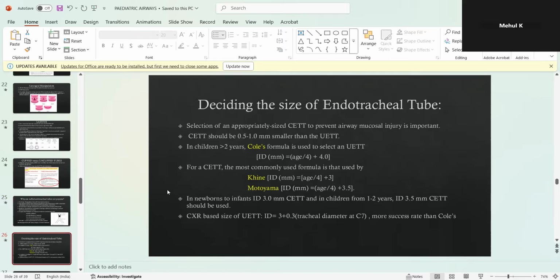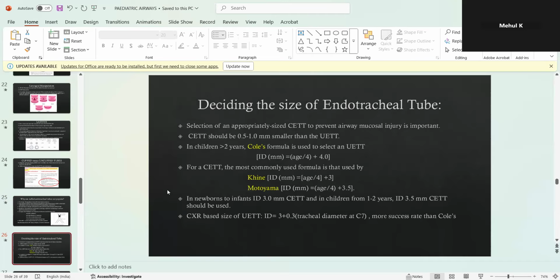So we have decided on the kind of blade, the positioning of the patient, and the kind of tube you're going to use. How do you decide on the size of the endotracheal tube? It's always important to prevent airway mucosal injury. A cuffed endotracheal tube should be 0.5 to 1 millimeter smaller than an uncuffed endotracheal tube. In children greater than 2 years of age, Cole's formula is used to select the size of an uncuffed endotracheal tube. This is age by 4 plus 4.